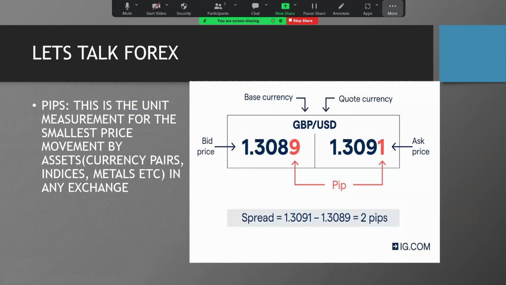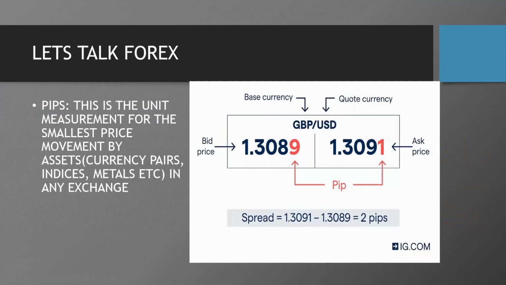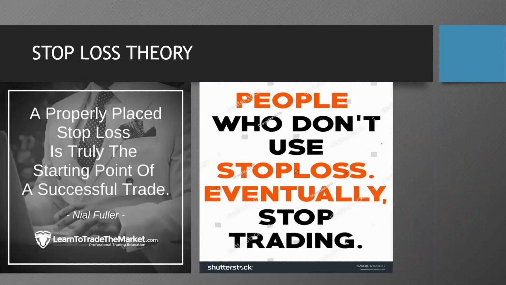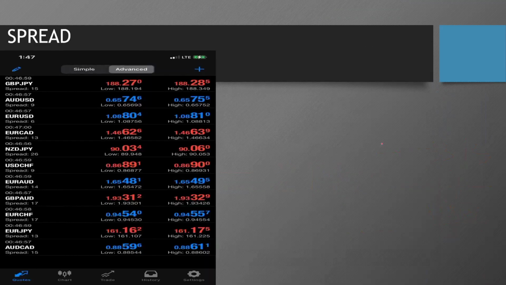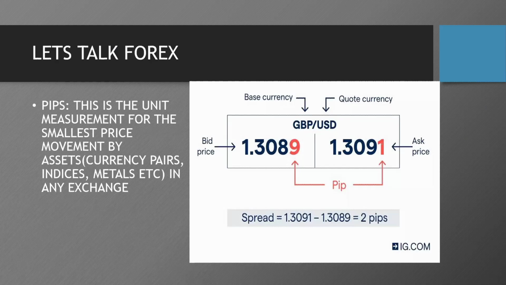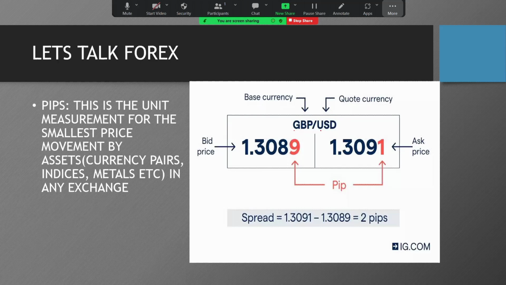Okay, so how do you work with this Forex thing? So if you see this thing now, you see that there are two prices, right? Like I told you guys, we have the base currency, this GBPUSD, that's the first one, and the quote currency, USD, second one, right? So let's talk about pip. What is a pip?